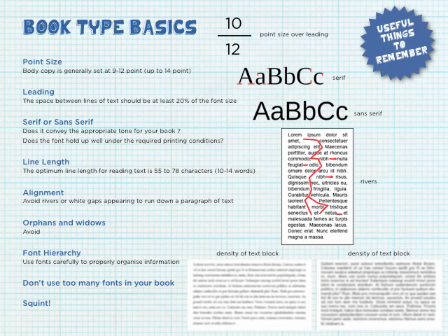And don't forget to set a font hierarchy. Use fonts carefully and properly to organise the information, and don't use too many fonts in your books. And finally, last but not least, don't forget to squint. If you squint at a block of text, you can have a look at its density and judge whether that's good formatting for a paragraph as well, and it's a very useful tool.